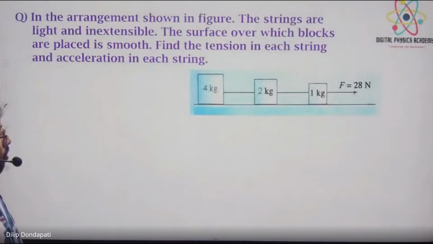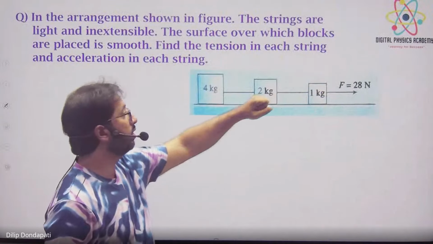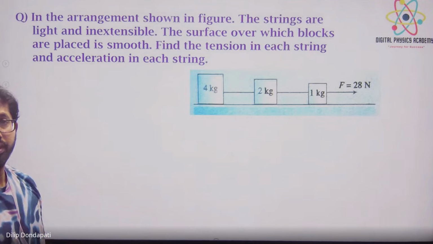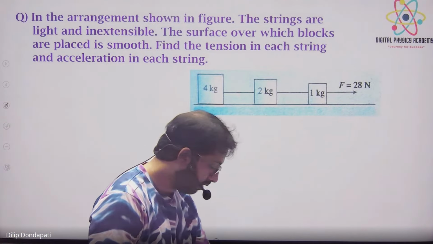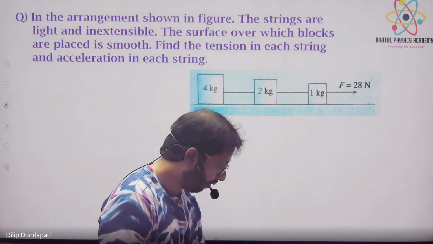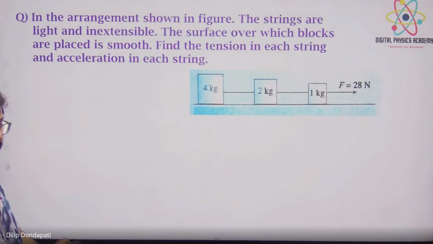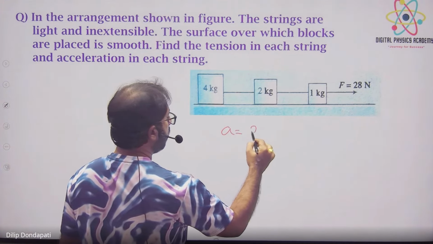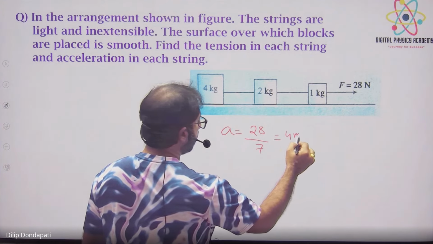Now take 4 kg, 2 kg, 1 kg. I'm applying a force of 28 newtons. He's asking to find the tension in each string and the acceleration. The acceleration is net force per net mass. So 28 by 7, that is 4 meters per second square.